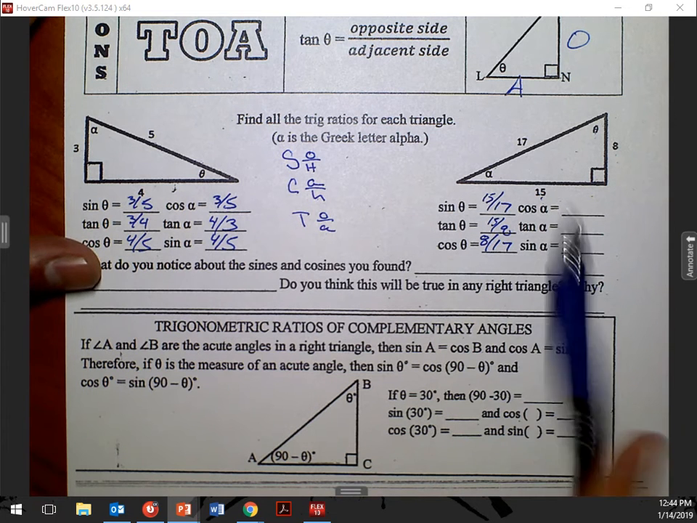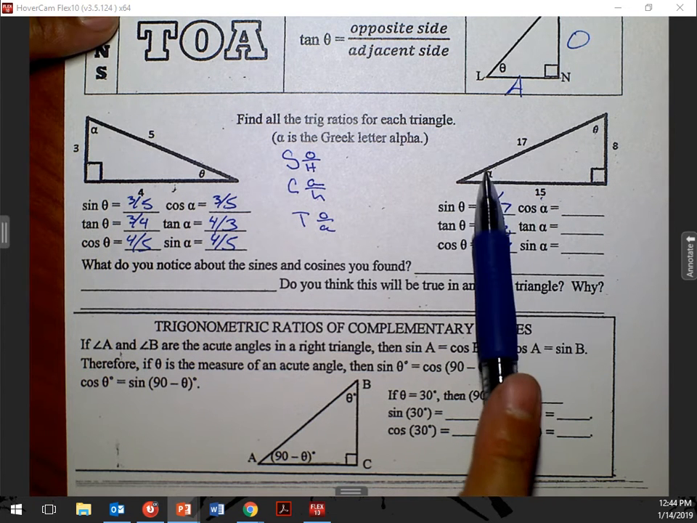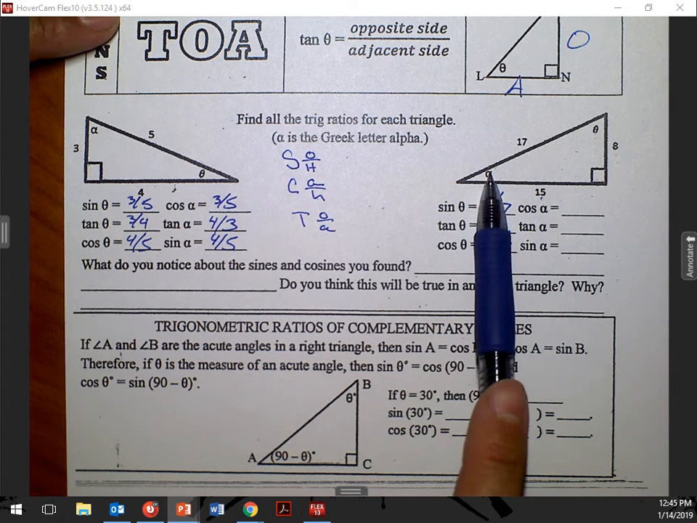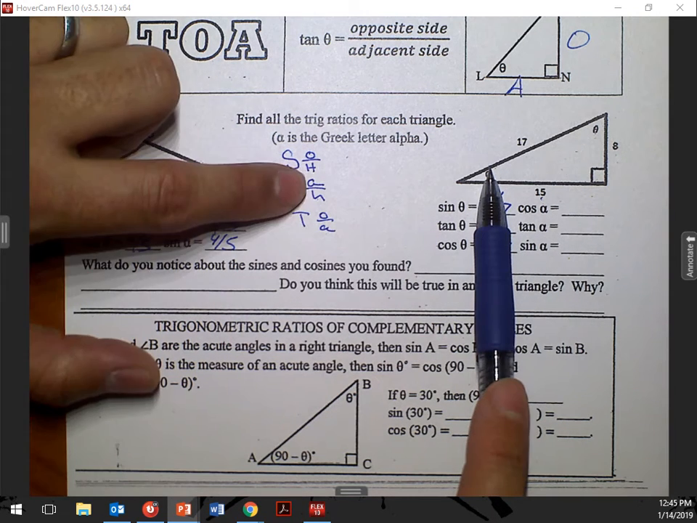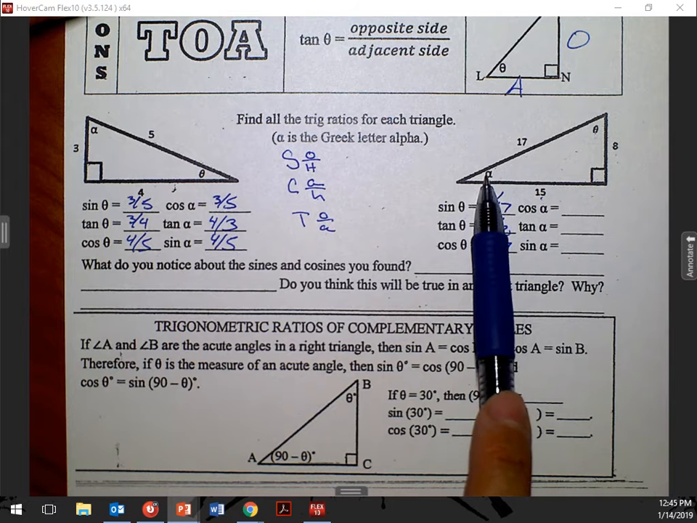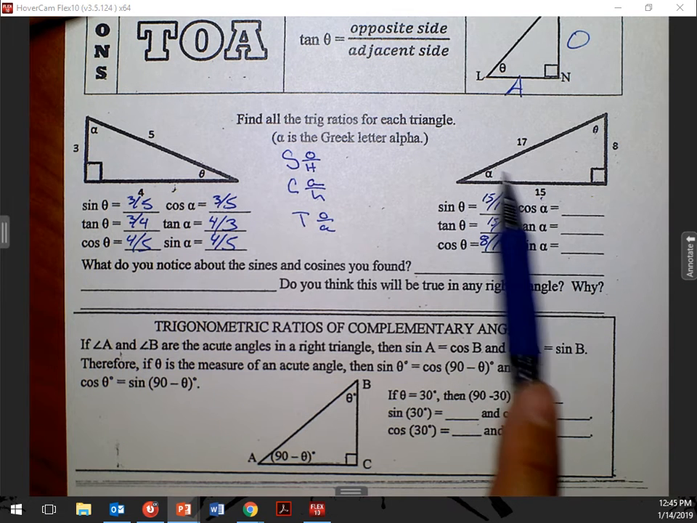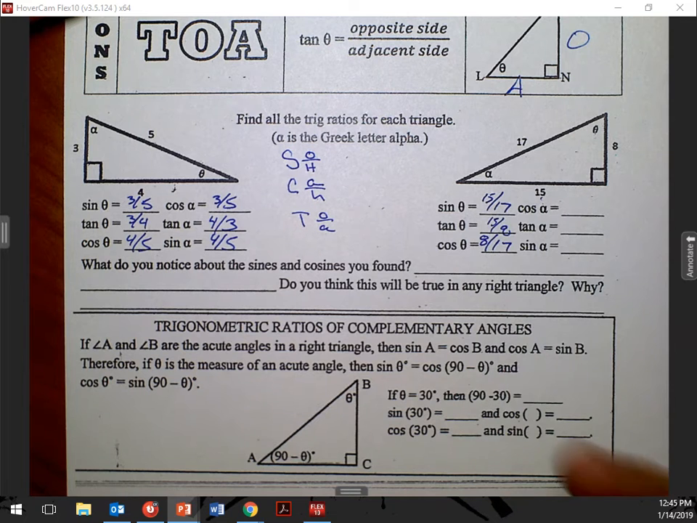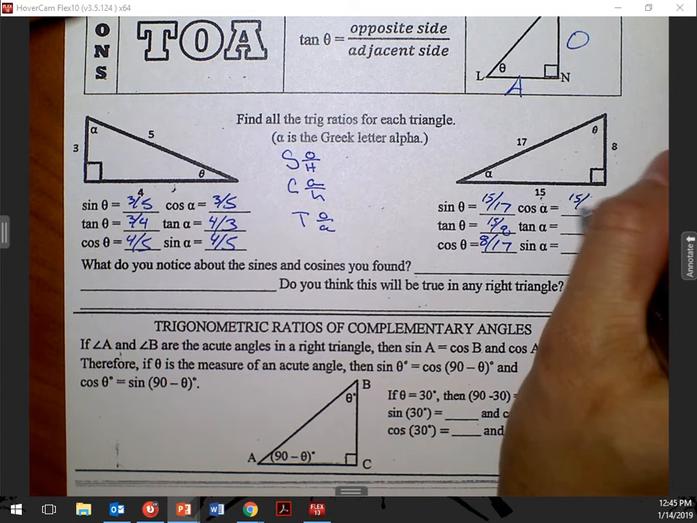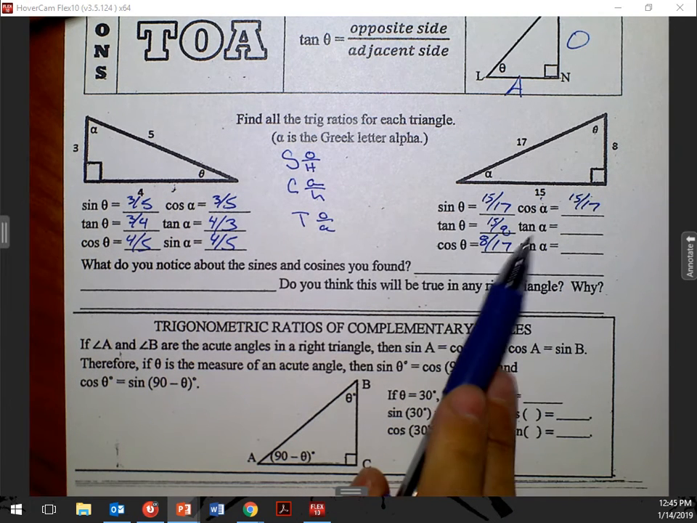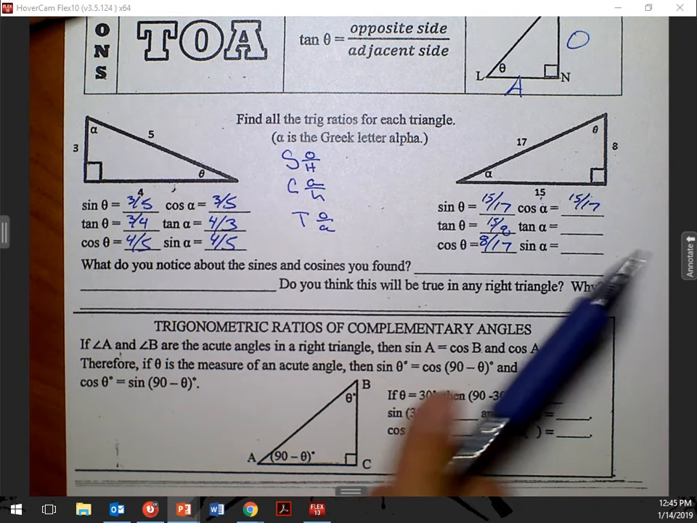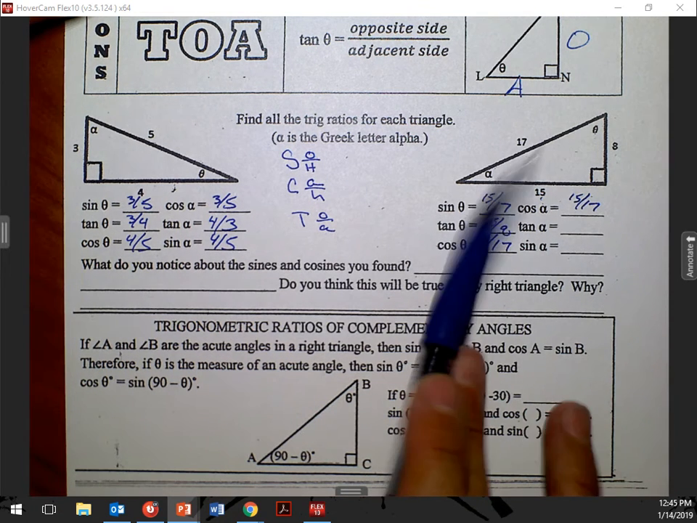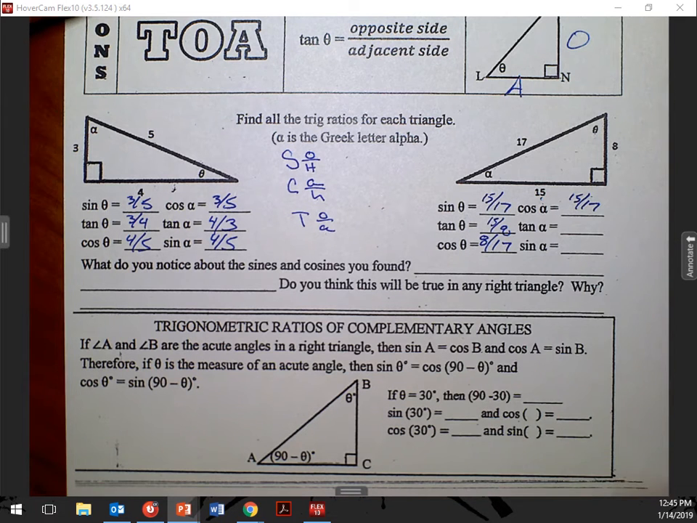Now let's look at it from alpha. We're looking at it from this side now. What is cosine from alpha? Cosine is adjacent over hypotenuse. What is adjacent? 15. Adjacent's 15, hypotenuse is 17. So 15 over 17. Tangent of alpha. Tangent is opposite over adjacent. What is opposite of alpha? 8. What is adjacent? 15. So 8 over 15.